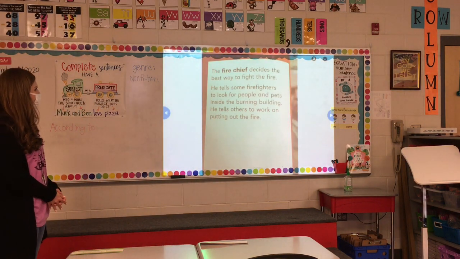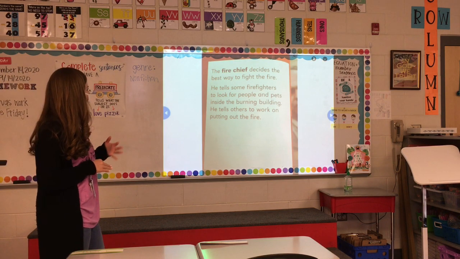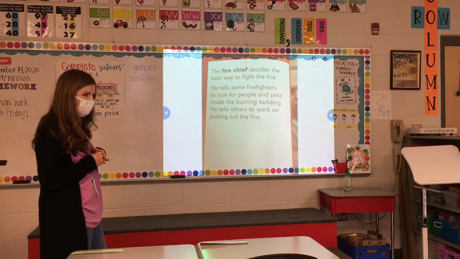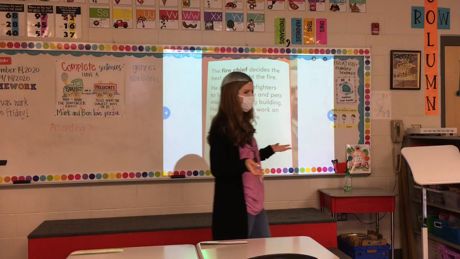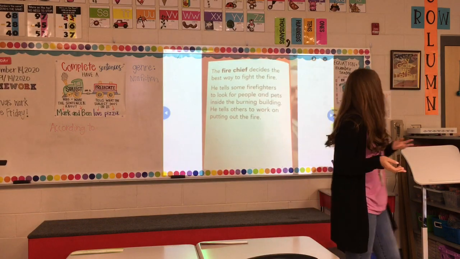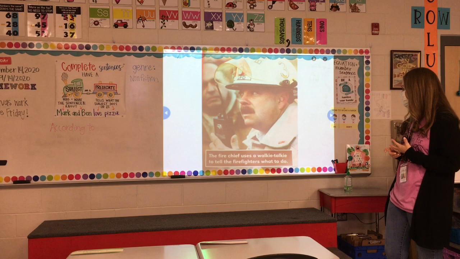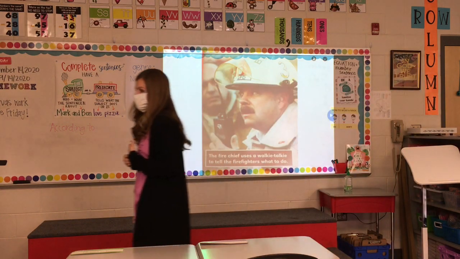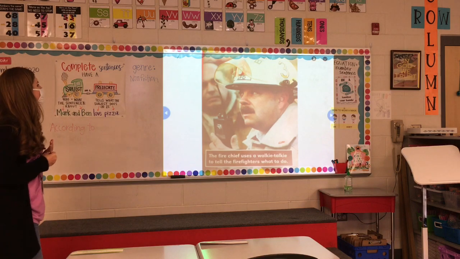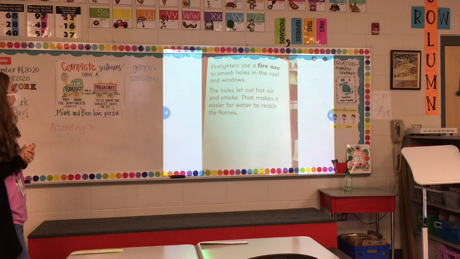The fire chief decides the best way to fight the fire. He tells some firefighters to look for people and pets inside the burning building. He tells others to work on putting out the fire. Alright, flip. The fire chief uses a walkie-talkie to tell the firefighters what to do. Alright, flip. You don't have to zoom in like that, okay?